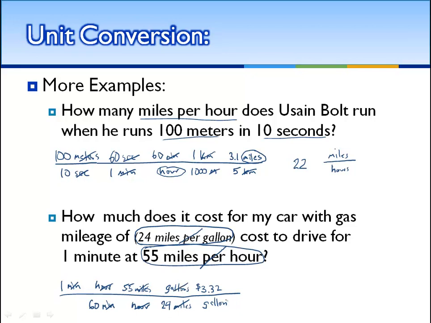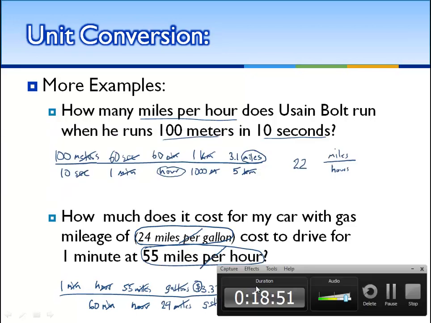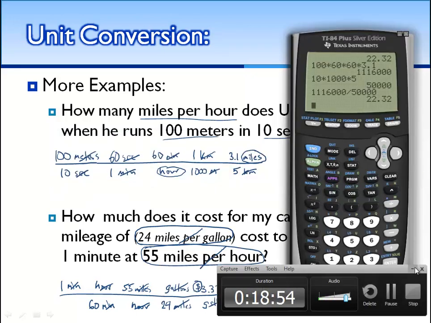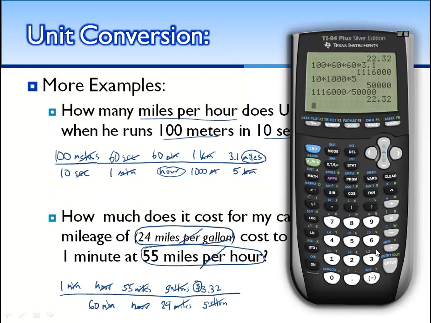So gallons cancels, and the only unit I have left is dollars. And number-wise, let's multiply the numbers on top and divide by the numbers on the bottom. We've got 55 times $3.32 on top. We divide by 60, and we divide by 24. And remember, this is in dollars, and so it looks like it costs about 13 cents for every minute that I'm on the road.